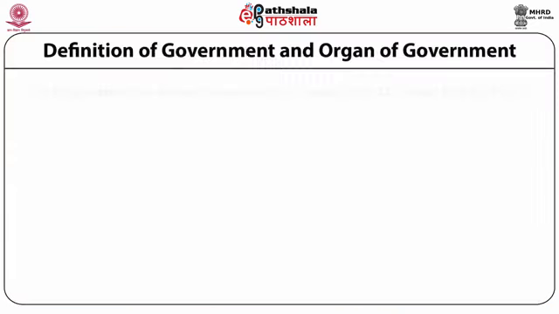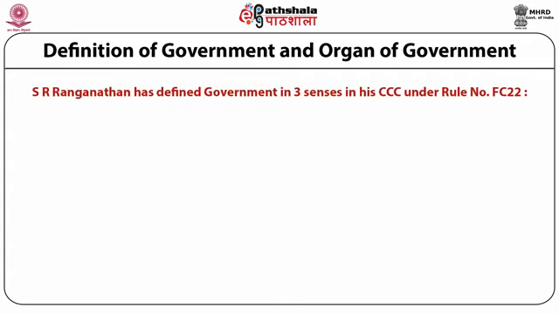Definition of government and organ of government. Definition of government. For one purpose or the other, most of us come across government publications. The term government publication may be interpreted to mean only the official documents, the thought contents of which are the direct responsibility of government as a whole or one or more organs of a government. S.R. Ranganathan has defined government in 3 senses in his CCC under rule number FC 22.